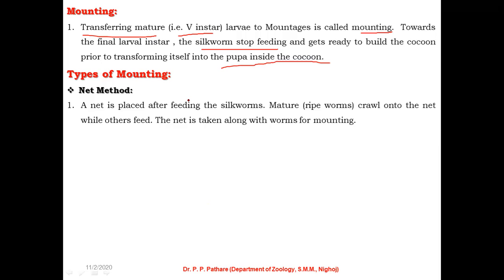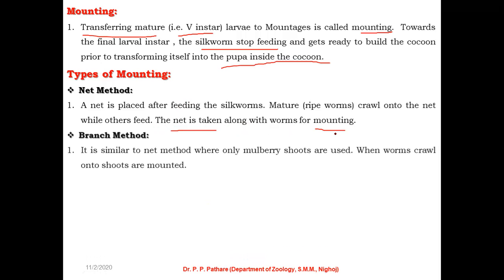You can spread the net, and after placing it, your matured worms crawl onto the net while the others feed. Because you are not able to count their age, whatever immature larvae are present in your rearing tray you can separate out, and the mature larvae will transfer onto your net for the mounting. I hope you understand what mounting is. It is the transformation on the mountage, used during the spinning of the cocoon.